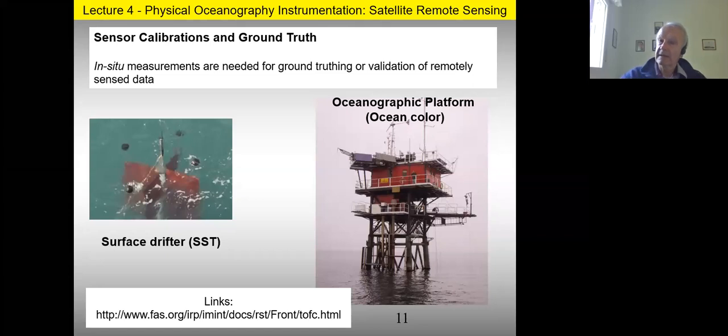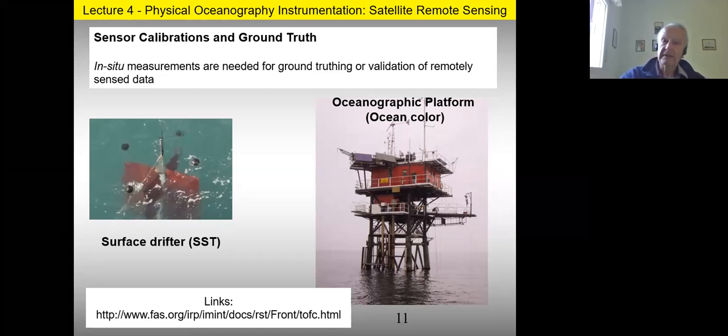One of the examples where we have these measurements is here in front of the Venice Lagoon. It's an oceanographic platform, which does continuous measurements of the sea surface phytoplankton concentration, and then this is used to validate the remotely sensed data.